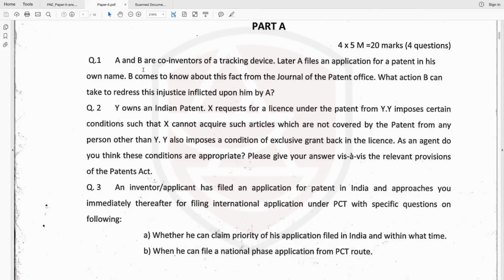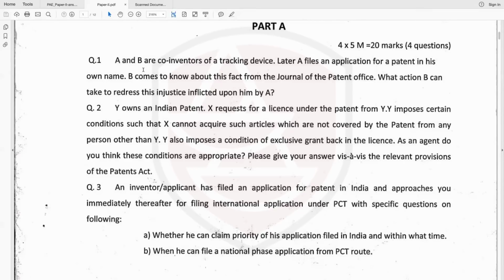Y imposes certain conditions such that X cannot acquire articles which are not covered by the patent from any person other than Y. Y also imposes a condition of exclusive grant back in the license. Now, as an agent, do you think that these conditions are appropriate? The applicant has approached you to advise, using the relevant provisions of the Act, whether the conditions are valid or not.